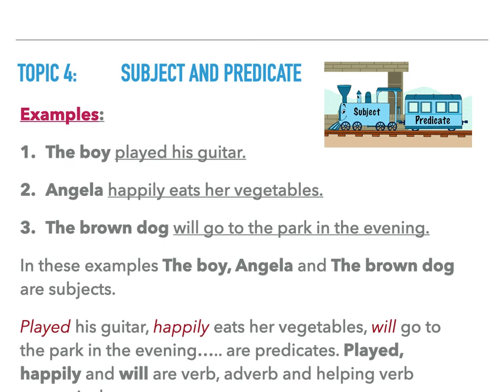The brown dog will go to the park in the evening. Will go. Will is a verb. We will consider it a verb. It's a helping verb, auxiliary verb, but still it's a verb. In these examples, the boy, Angela, and the brown dog are subjects. Played his guitar, happily eats her vegetables, will go to the park in the evening: these are predicates. Played, happily, and will are verb, adverb, and helping verb. We have discussed it already.